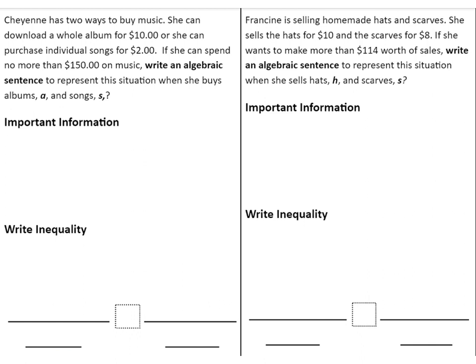Let's first write down this important information. As I was reading it, I'm looking at she can download a whole album for $10, or she can do individual songs for $2. And she can spend no more than $150. That no more than is telling us what symbol. This would be my total amount. So my important information: I know that album, which is A, is $10, and for just an individual song, it's $2.